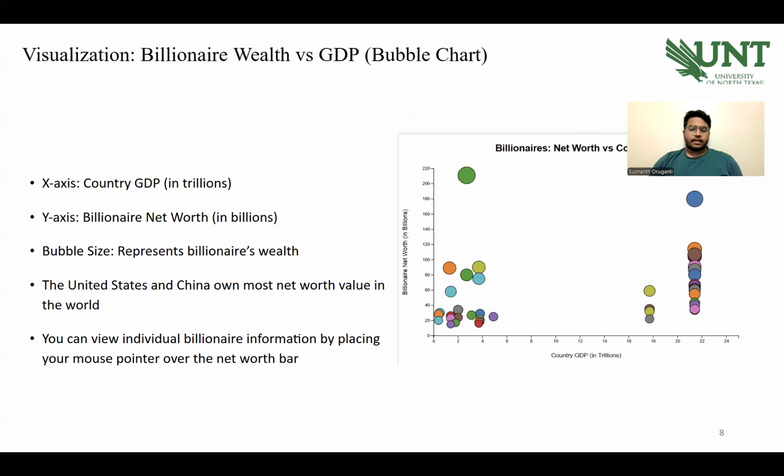Next, we created a bubble chart. Each country appears as a bubble. The x axis shows GDP, the y axis shows the total billionaires' wealth, and bubble size represents the number of billionaires. This view makes it immediately obvious how dominant the United States and China are compared to the other countries.